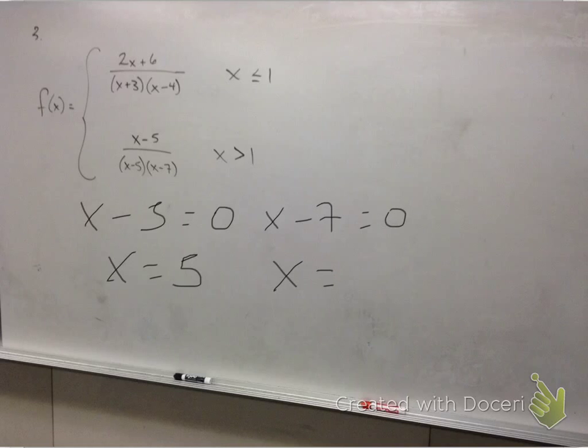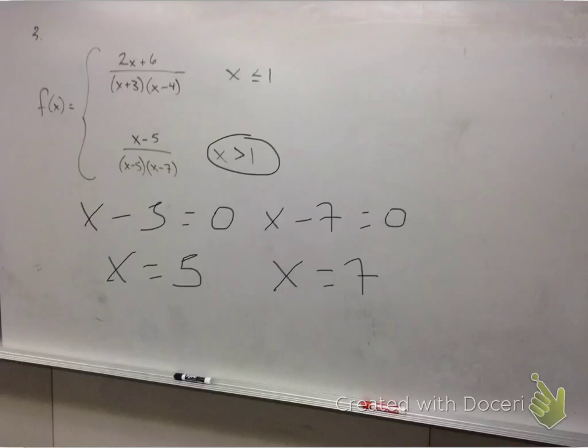Those are both possible discontinuities. Again, possible because it's a piecewise defined function. If I go to that piece, it says that we are valid when x is greater than 1. Both of these are greater than 1, and so therefore both of these are discontinuities. Now to determine the type.